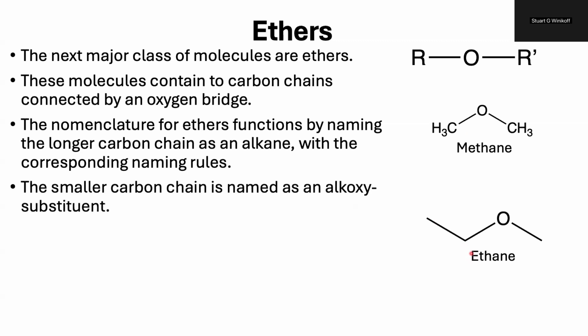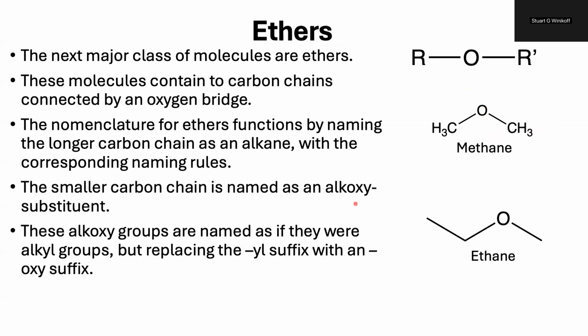Now, I name that oxygen-containing species as what's called an alkoxy substituent, where alkoxy indicates that I have an oxygen bound to an alkane. These alkoxy substituents are named as if they were alkyl groups, but I replace the "-yl" with "-oxy". So in this case, I would have a methyl group, but since it's bound through an oxygen, it becomes a methoxy. And the same for the second case.